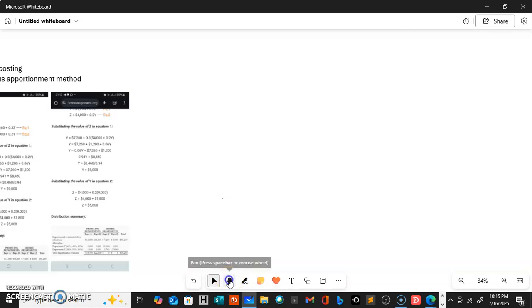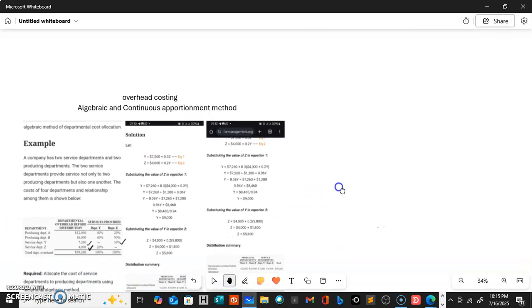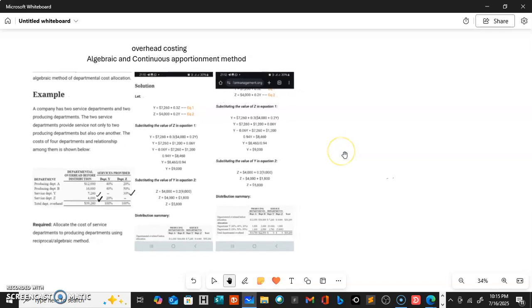I'm going to be addressing a feedback I got from one of my students. He sent me this question, which I screenshotted from the website and copied here so that I can make some clarifications and treat it the way I understand the question and the way it should go, and also compare this formula with whatever method I'm going to be adopting. So here we're going to be looking at the algebraic and/or simultaneous equation method, and also the continuous apportionment method. Okay, so let us go on because there's no time on our side.